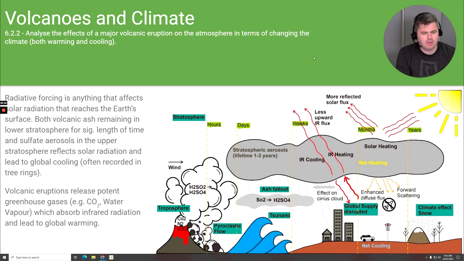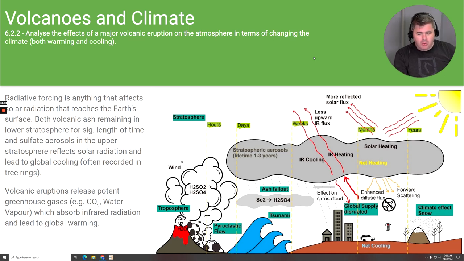Volcanoes and climate. So, radiative forcing is anything that affects the solar radiation that reaches the Earth's surface. Both volcanic ash remaining in the lower stratosphere for a significant length of time, and sulfate aerosols in the upper stratosphere reflect solar radiation and lead to global cooling, often recorded in tree rings. So it's almost like how we're putting a sunshade or a sun cover in between us and the solar radiation, all right? Much like how you would for your windshield inside your car to prevent your steering wheel from burning you. Now, tree rings are great because the trees are going to be absorbing some of this material and it makes a very darkened ring. If you study dendrochronology at any point, you can notice that some trees might have a very darkened ring that indicate a volcanic eruption during that period.